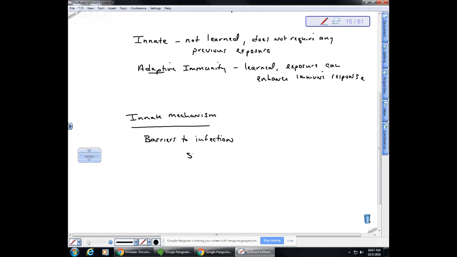So the first barrier is the skin. The skin has a protein associated with it, which is called keratin. So that is a barrier. But the skin also has what is called an acid mantle.